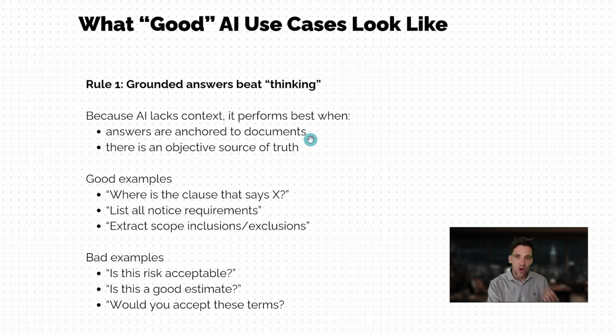Because AI is often going to lack context around the task, as much as possible, you don't want the AI to infer or guess things. You want it to answer based on factual responses. You want answers that are anchored in documents and data.